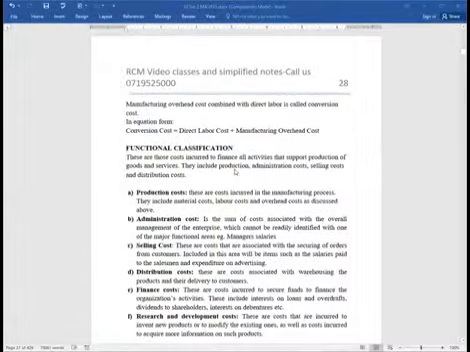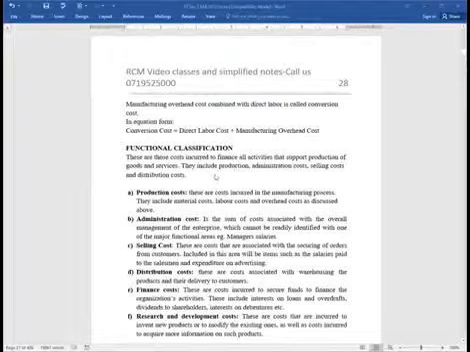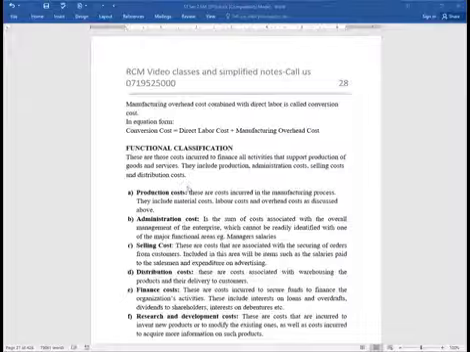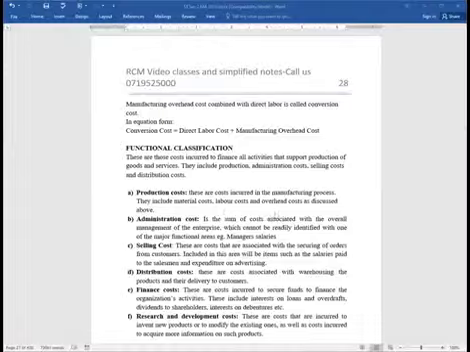So under functional classification, we are told these are those costs incurred to finance all activities that support production of goods and services. They include production, administration, selling, and distribution costs. So we have production, which we have to do as a key function. Production costs are costs incurred in the manufacturing process. They include labor, materials, and overheads as discussed above, direct overheads.